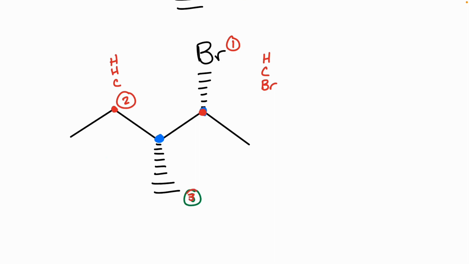1, 2, 3. Okay, again, if I'm looking at my model kit, I'm going to turn this in such a way that my hydrogen on that carbon is pointed into the page. So that'd be 1, 2, 3. Again, this is clockwise, so this is also an R stereocenter.